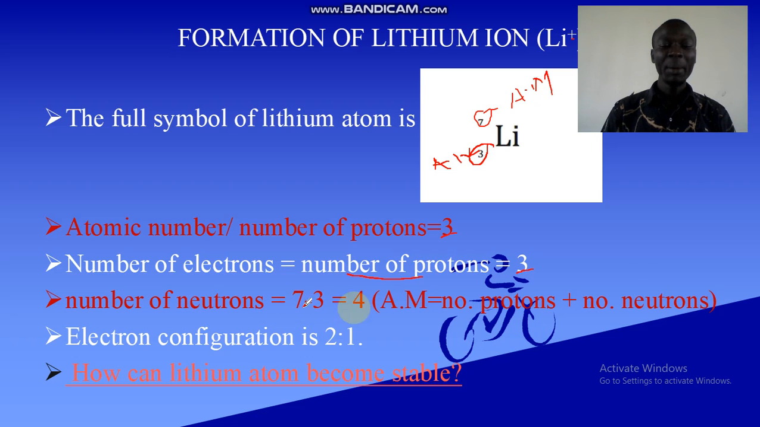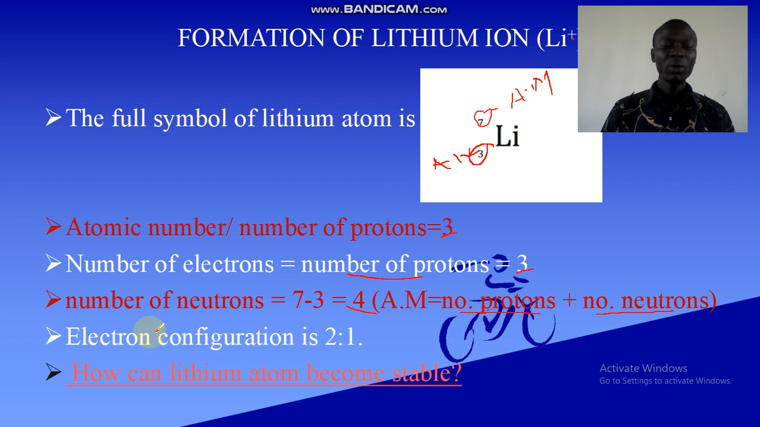If you want to find the number of neutrons, remember that atomic mass is equal to the number of protons plus the number of neutrons. So if you want to find the number of neutrons, we make it the subject. We subtract the number of protons from atomic mass. The atomic mass is 7, and the number of protons is 3. So 7 minus 3, we get 4. The number of neutrons is 4 in the lithium atom.